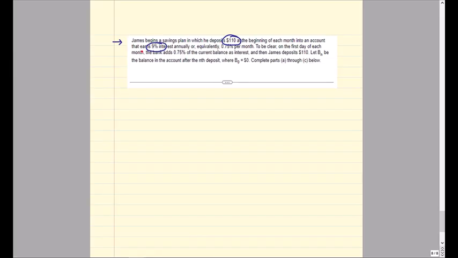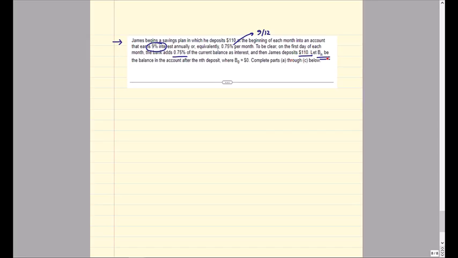Now if it earns 9% interest annually, I can take that 9% and divide it by 12, and I would get 0.75%. So again, 9 divided by 12 is that 0.75%. To clarify, on the first day of each month, the bank adds 0.75% of the current balance as interest, and then he deposits $110. So that order is important here.